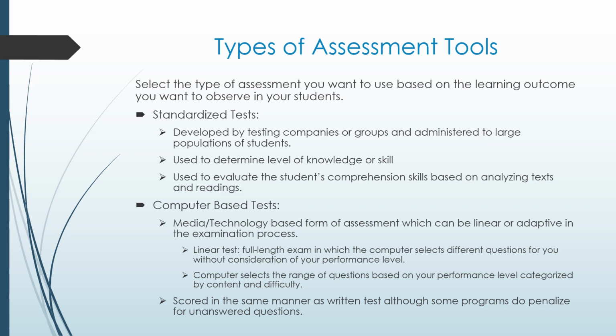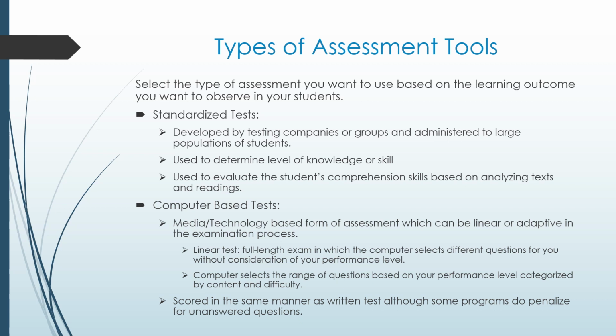Or the computer can select a range of questions based on your performance level, categorized by content and difficulty. So what does it mean if it's linear or adaptive? If a test is linear, it's going to have the standard 1 through 50 questions that it will give. And sometimes it might select from a bank of questions that matches what you want to evaluate.